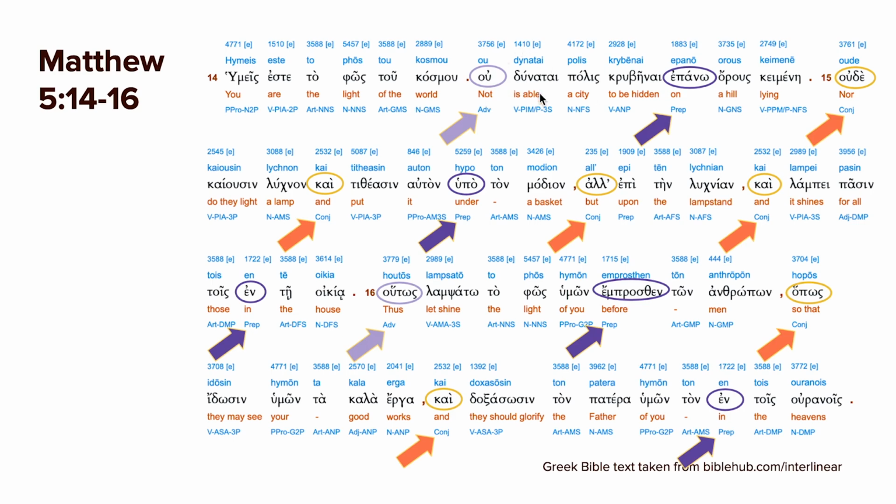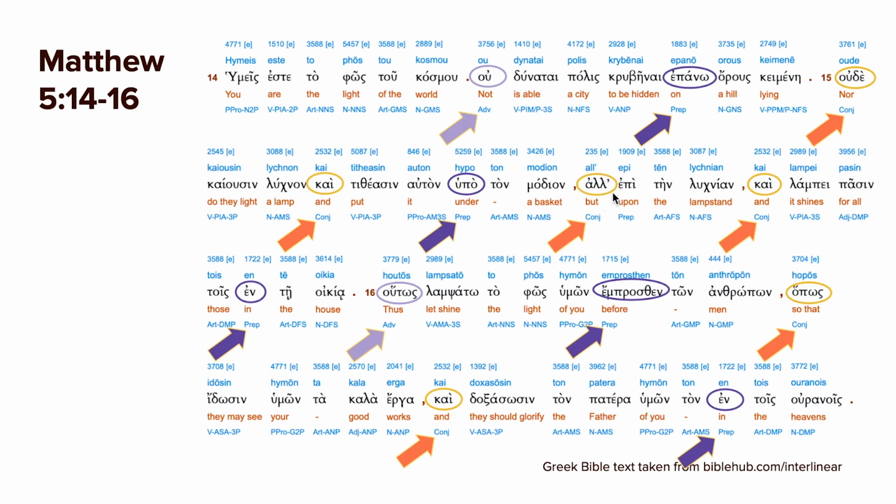Okay, a city is not able. So you always use u or me before a verb if you want to negate it. And then on a hill, epano. So we could have say en, but epano is indicating kind of on top of. Nor, ude. It's kind of like saying u followed by and not. So nor. We already know about kai, so there's our three kais in these verses. Hupo, under, followed by the accusative. In this case, under, hupo is sometimes followed by the genitive to indicate from, or by. But in this case, when you're talking about under something, you use accusative.